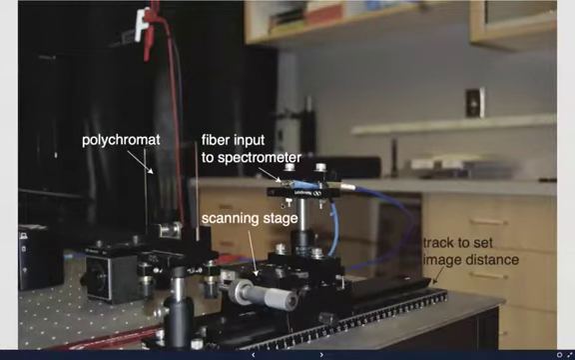We can actually measure the performance of the device with a spectrometer. You put a fiber input to a spectrometer in the image plane. So there is the device. It's illuminated with white light. It creates this spectrum split image here. Then we put a spectrometer here, which is a fiber, and move it on a stage. It's a scanning stage that we can manually move. As you move the stage, you can measure the spectrum, so you can see how much energy is per photon. We also have a track to set the distance between the polychromat and the spectrometer.